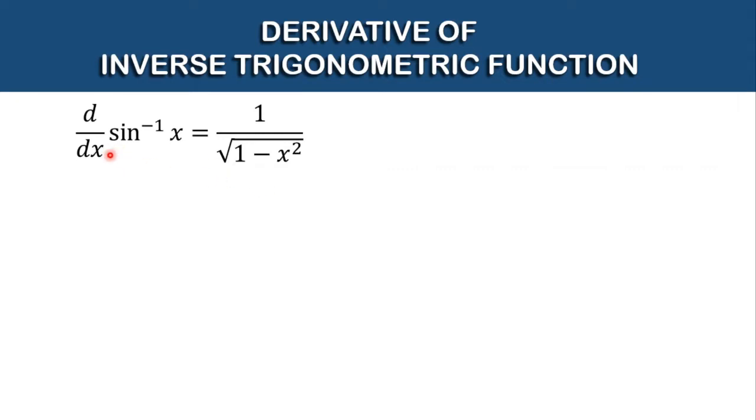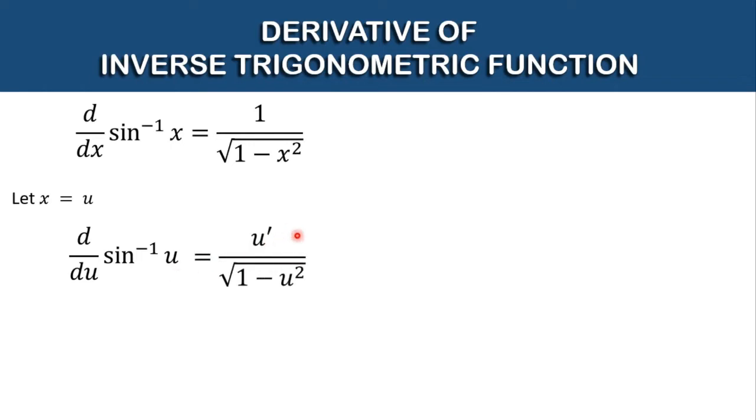So maglet muna tayo ng value. Let x is equal to u. So palitan natin lahat ng x natin, gagawin nating u. So we have d over du of arcsine of u. This is equivalent to u prime over square root of 1 minus u squared. Ito yung gagamitin natin mamaya in solving problems.